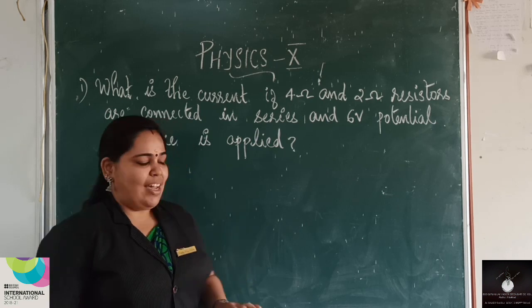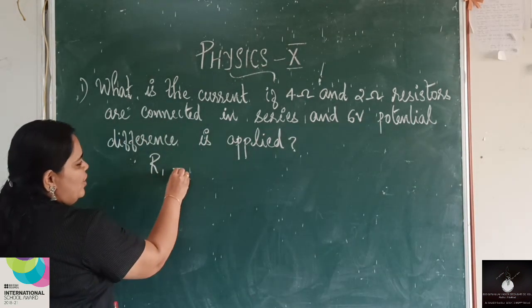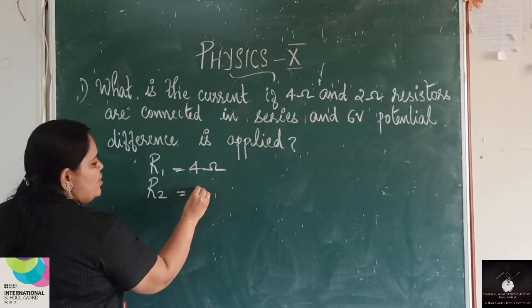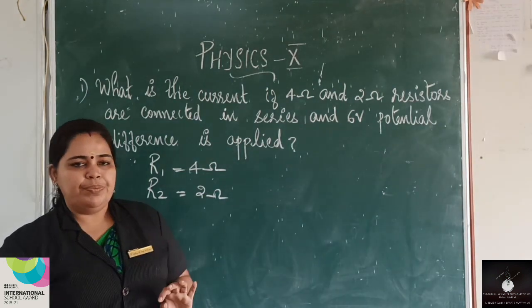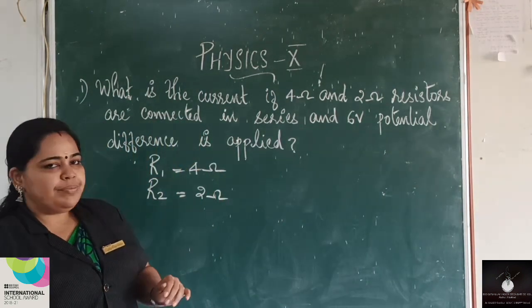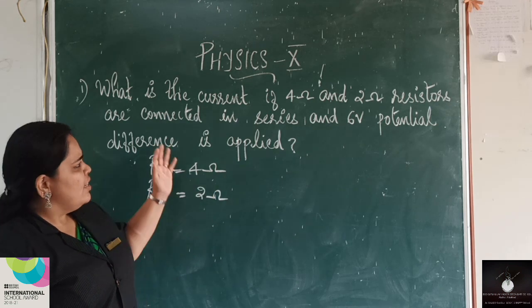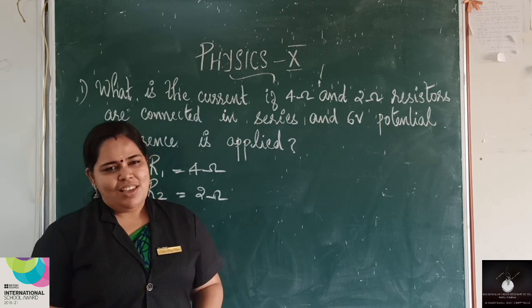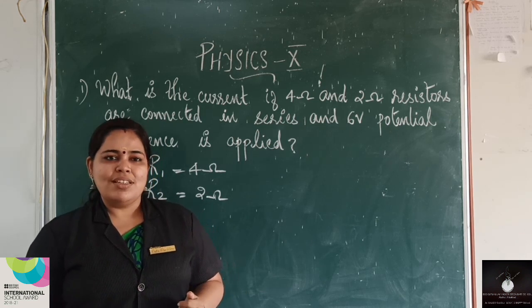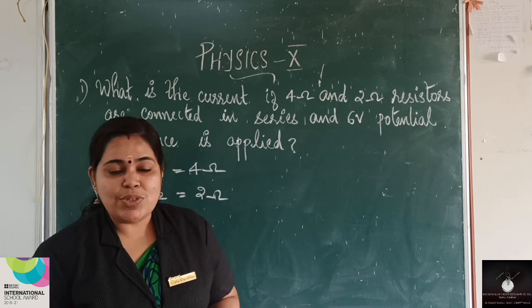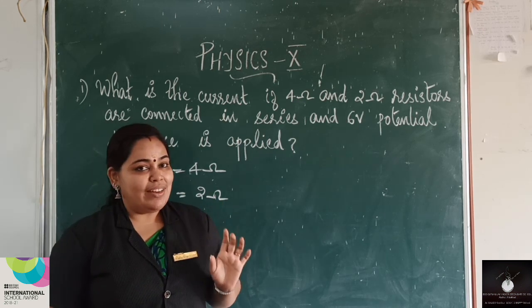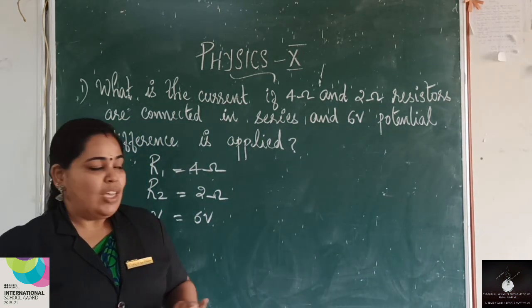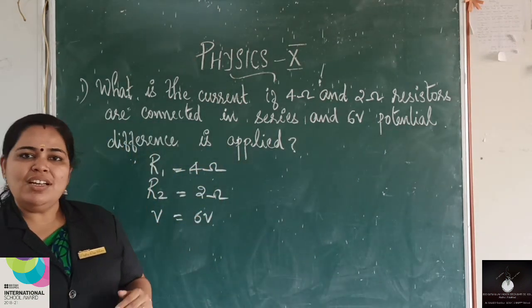So we can represent it as R1 is equal to 4 ohm. Connected in series and 6 volt potential difference. What is this potential difference? Yes, voltage. So which is the letter used to represent voltage? V. So we can write V is equal to 6 volt. Okay, so this much is given in the question.